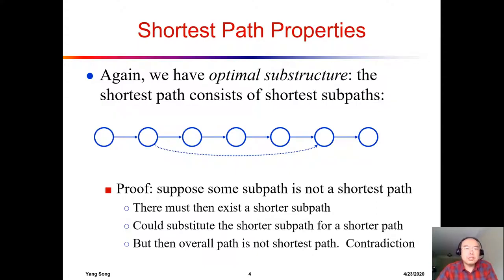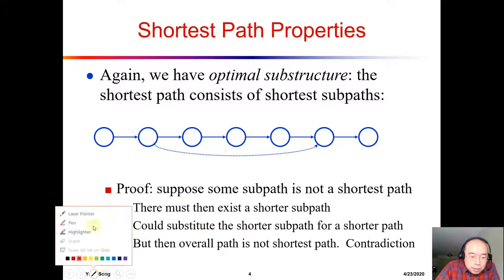For the shortest path, we have a similar optimal substructure. That means, say you want to go from the left node, let me call that A, to the right node, that is B. If we have the shortest path from A to B, then any subpath between nodes on that path will also be an optimal subpath. Let me bring up my pen here.